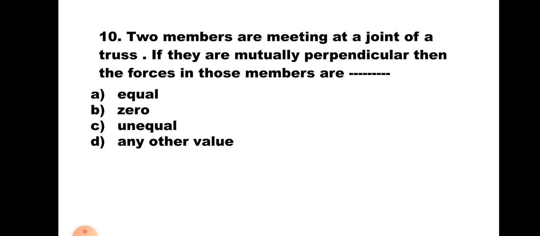Question number 10. Two members are meeting at a joint of a truss. If they are mutually perpendicular, then the forces in those members are: A, equal; B, 0; C, unequal; and D, any other value. Now only two members are at a joint and those two members are perpendicular to each other. So nobody can balance the other; a vertical force cannot balance a horizontal force. Hence the forces in both those members will be 0. Hence the correct answer is B, 0.